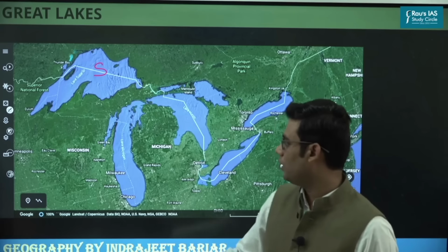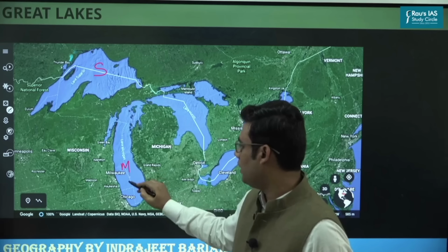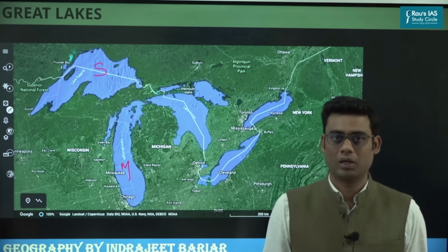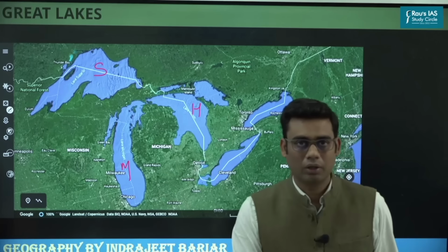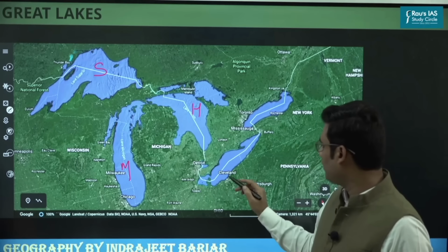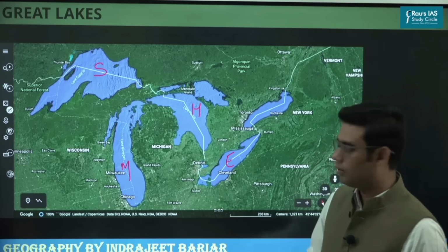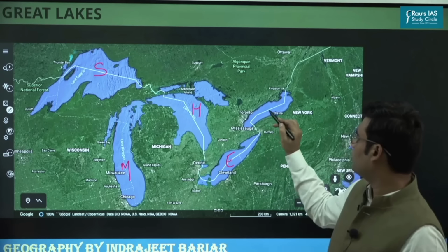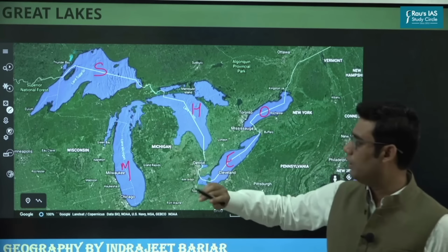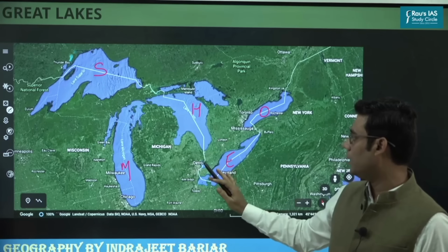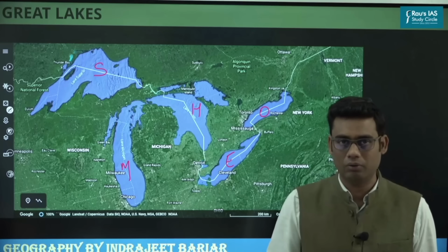After Lake Superior comes the second lake, called Lake Michigan. Then comes the third lake, called Huron. Then comes the fourth lake, which is Lake Erie, and the fifth lake, which is called Lake Ontario. So we have Lake Superior, Lake Michigan, Lake Huron, Lake Erie, and Lake Ontario.